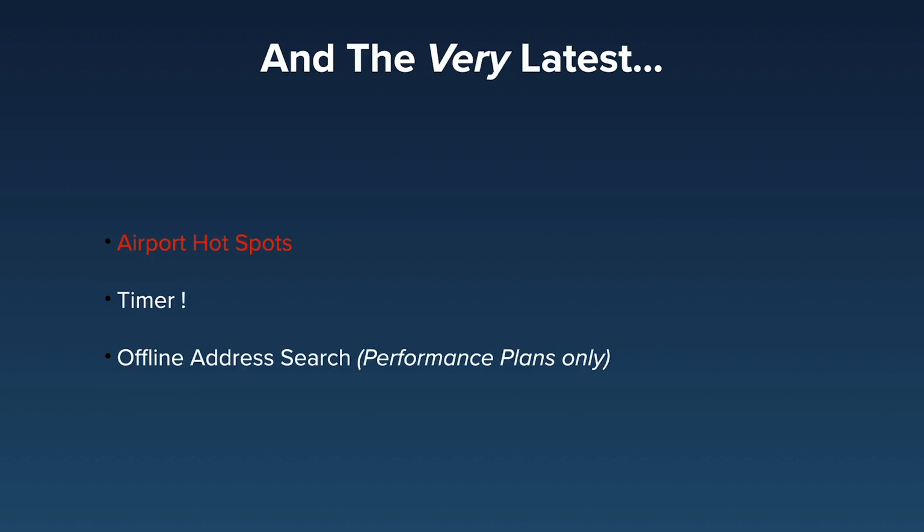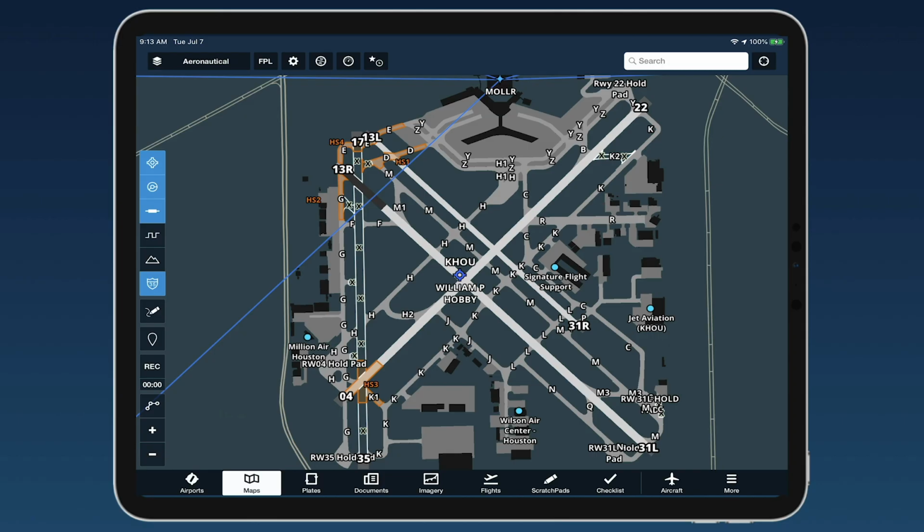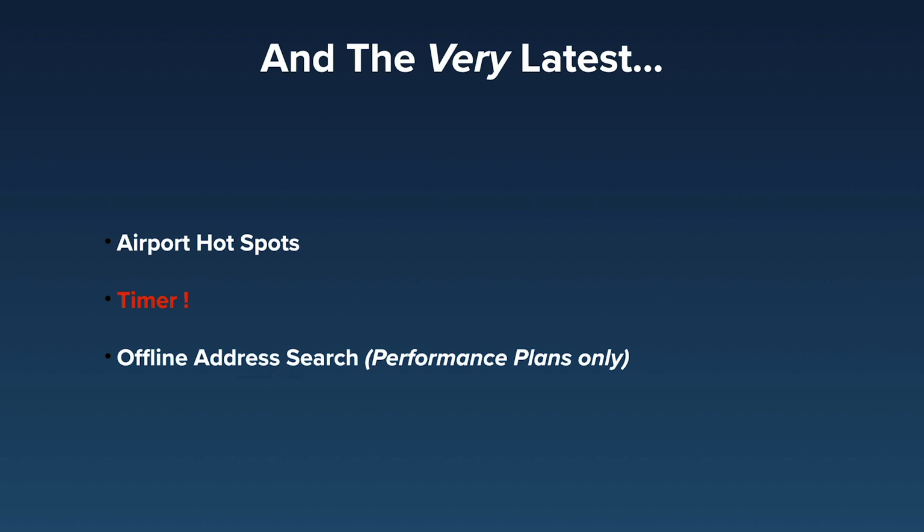And then the very latest things that came out, we've got 3 of them I want to draw attention to. We now graphically describe hotspots on airport diagrams. You can see those highlighted in orange in this particular case. And then wait for it, we now have a timer. A timer is now built into ForeFlight.